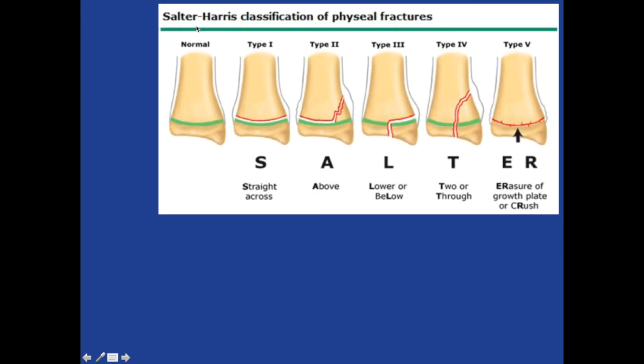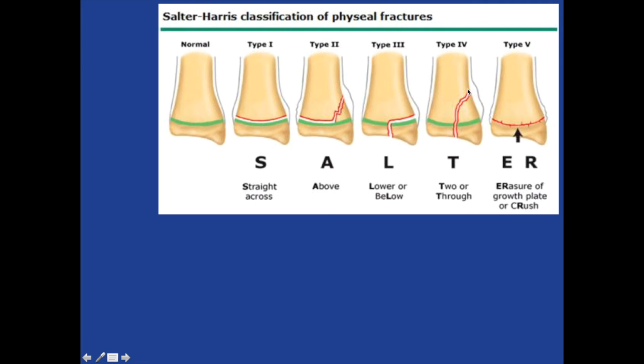I want to refer you to the Salter-Harris classification, and this is a mnemonic. A type 1 Salter-Harris fracture, the S stands for straight across the physis, and the A stands for above, where this is the epiphysis, this is the physis, and this is the metaphysis. So in looking at this one, the A is for above the physeal plate. L is lower or below. So the S is straight across, the A is above the physeal plate, the L is low or below it.